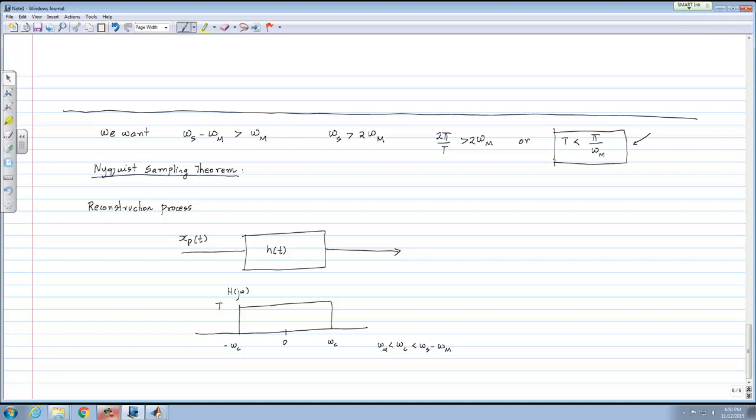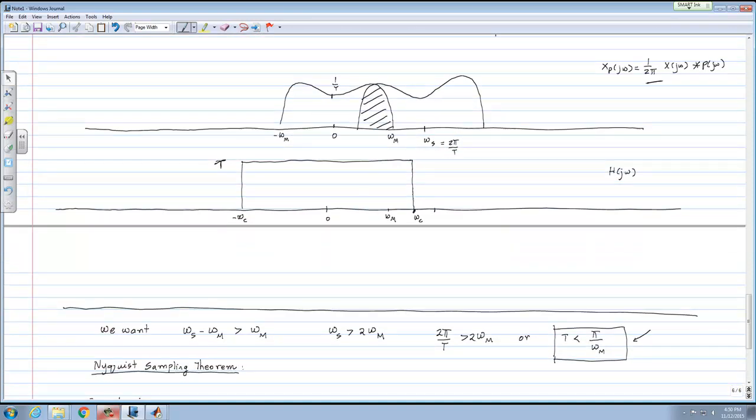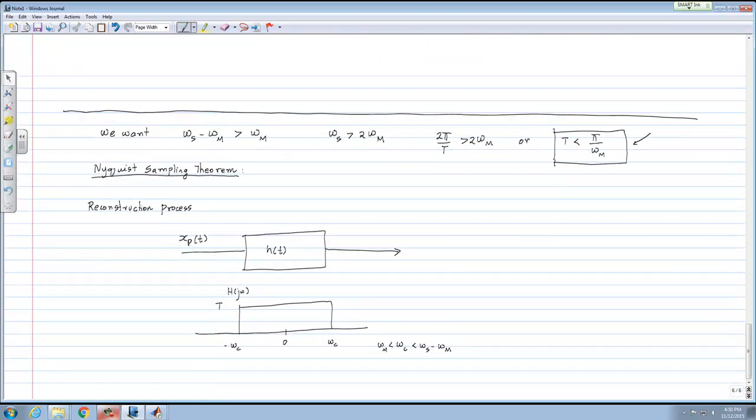Is it clear to you why omega c has to be between omega m and omega s minus omega m? Because if omega c is less than omega m, that means you are killing some of the frequency components in your desired signal. But if omega c is bigger than omega s minus omega m, you are letting some of the replicas pass through the filter. You don't want that either. It has to be between these two, and as long as the Nyquist sampling theorem is satisfied, omega s over 2 is guaranteed to be between these two. So you can always choose it to be omega s over 2.